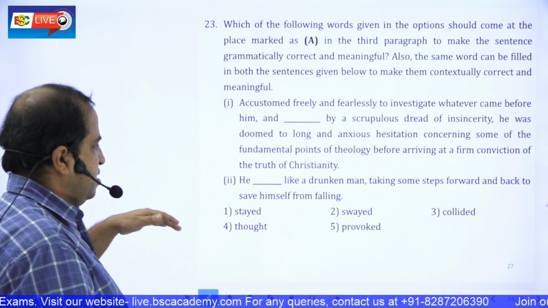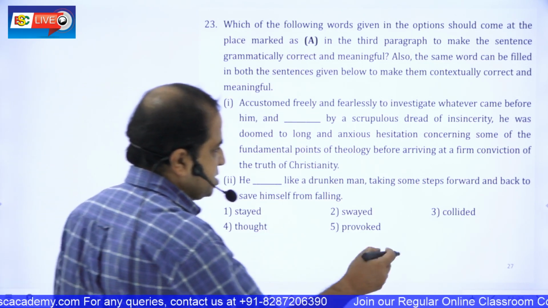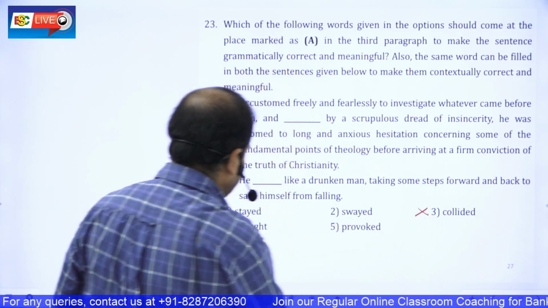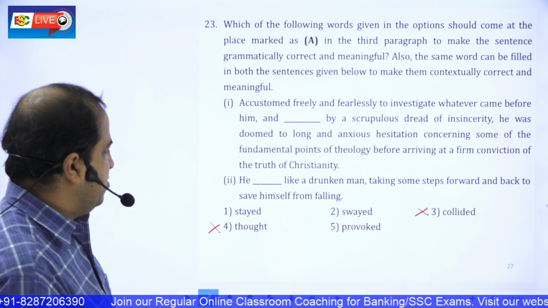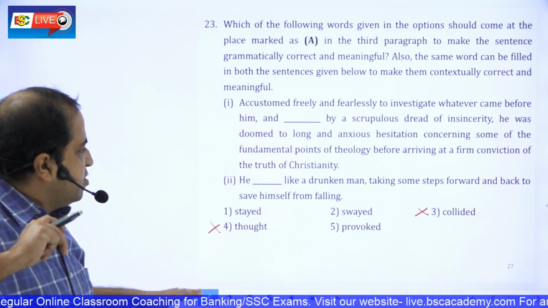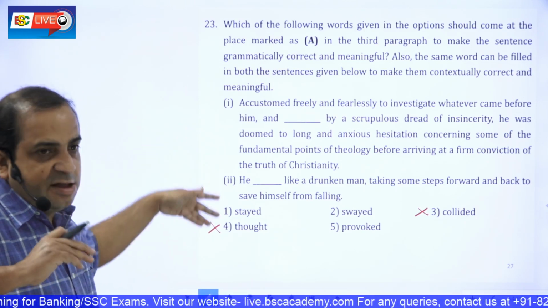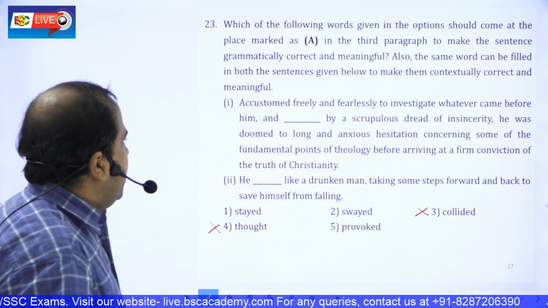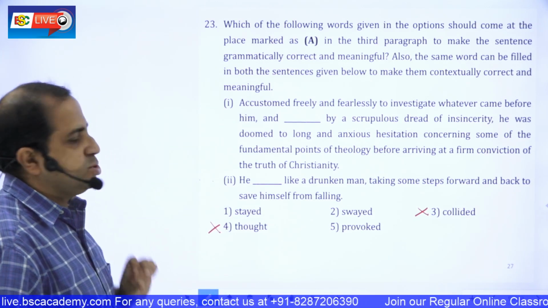Assurances that stayed, swayed, collided, thought, that dash the. Collided cannot be and thought cannot be, because that dash the likes needs an object. The object is not available here. So collided and thought go away. Now we have two more clues here. So maybe these are easier clues. Let's go through that. Accustomed, and this is a long sentence. Why not go with the shorter sentence?